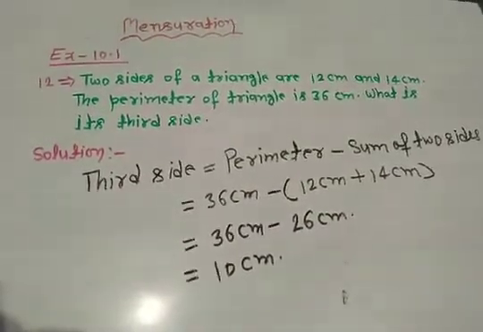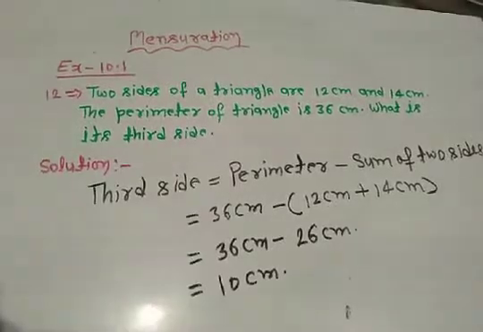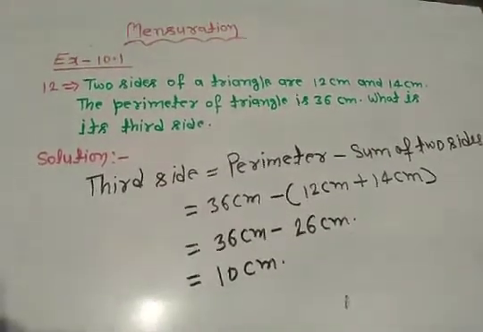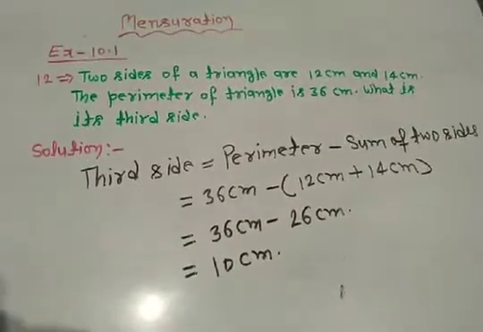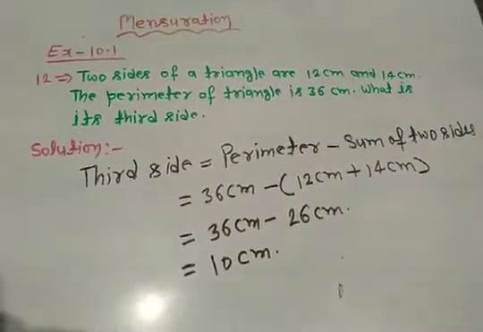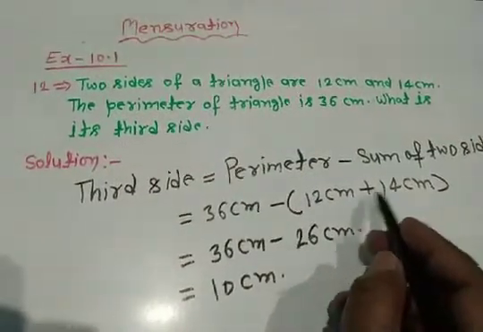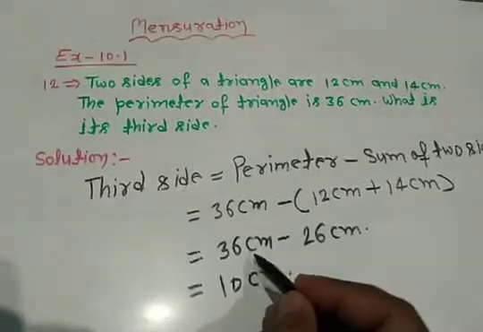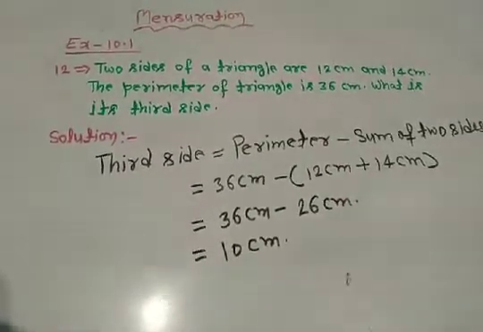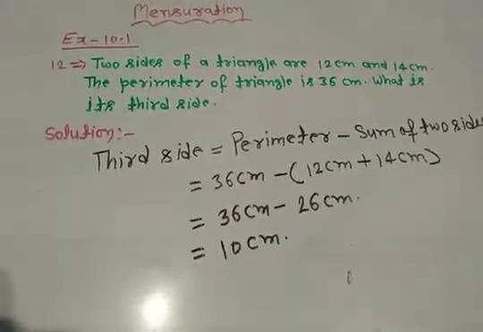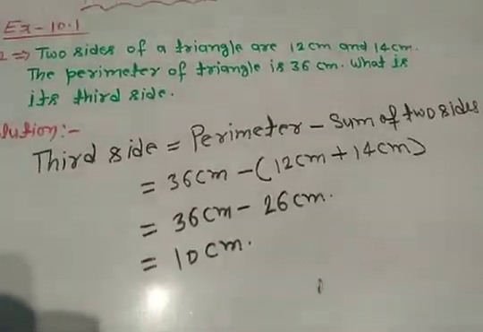See again, two sides of a triangle are given, 12 centimeter and 14 centimeter, and the perimeter of the triangle is 36 centimeter. What is its third side? So we use the formula: third side is perimeter minus sum of two sides. The perimeter is given, 36 centimeter, minus the sum of two sides. You can see here 12 plus 14 centimeter becomes 26 centimeter. So 36 centimeter minus 26 centimeter is 10 centimeter. In this way we find the third side of the triangle is 10 centimeters. I hope all of you understood. This is your solution.